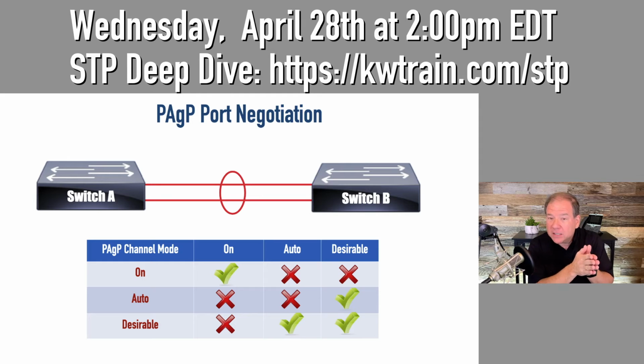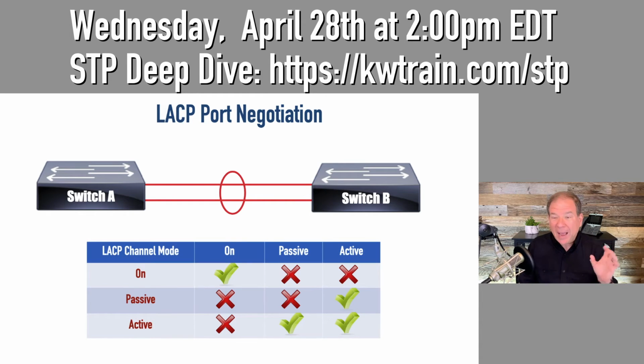Now, if one side is desirable and the other side is auto, the desirable side will send a PAgP frame saying, hey, do you want to be an EtherChannel? And the auto side will say, sure. Or if that other side is desirable, it'll say, sure, let's do that. But those are the options for bringing up an EtherChannel. Both sides can be on, or one side can be desirable and one side could be auto, or both sides could be desirable. Now, it works almost identically with LACP, except the names are different. Instead of auto and desirable, we have passive and active. Just different names meaning basically the same thing.